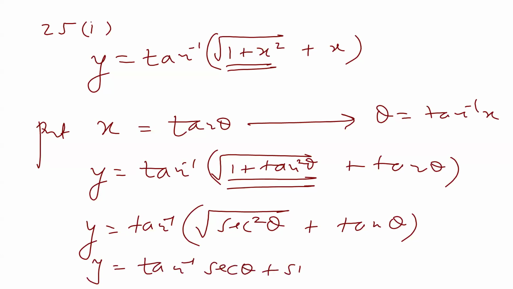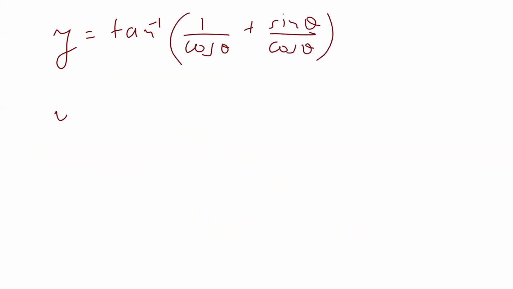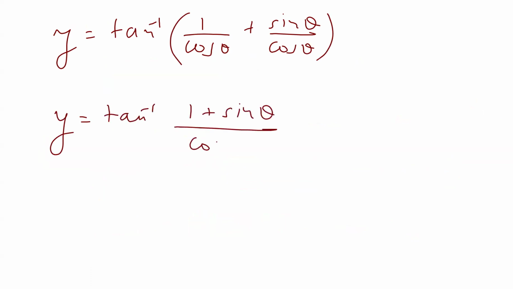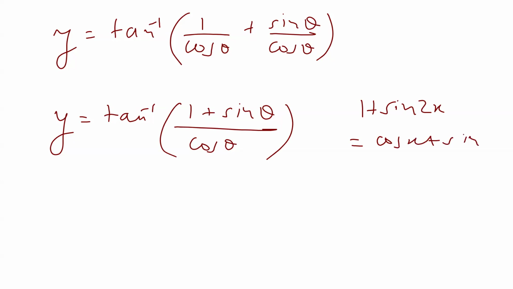See, had it been minus x square, then we will put x as sin theta or cos theta. Okay. Now sec theta and tan theta we will convert into sin and cos. So y is equal to tan inverse of 1 upon cos theta plus sin theta upon cos theta. Okay. So y is equal to tan inverse of 1 plus sin theta upon cos theta. Now 1 plus sin 2x is equal to cos x plus sin x the whole square. Okay. You know this particular formula, right?